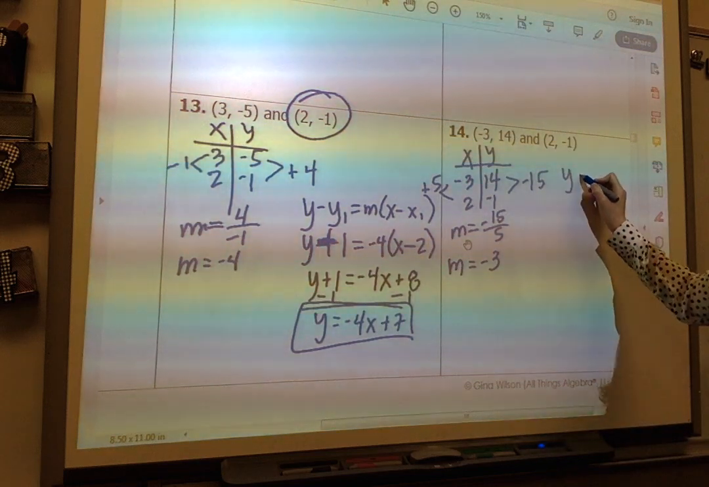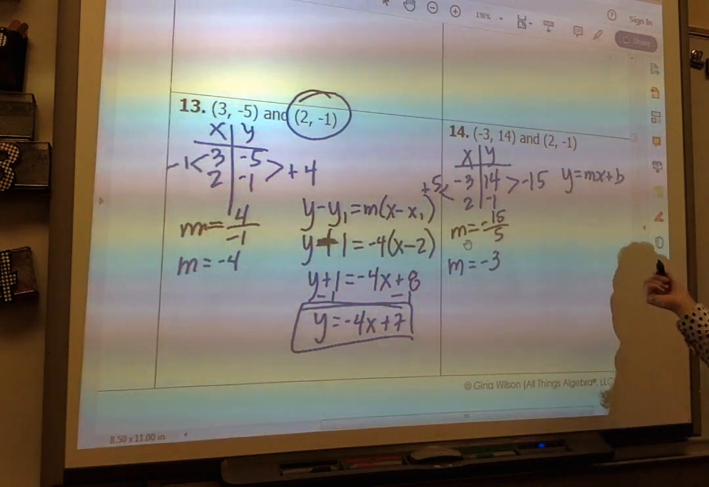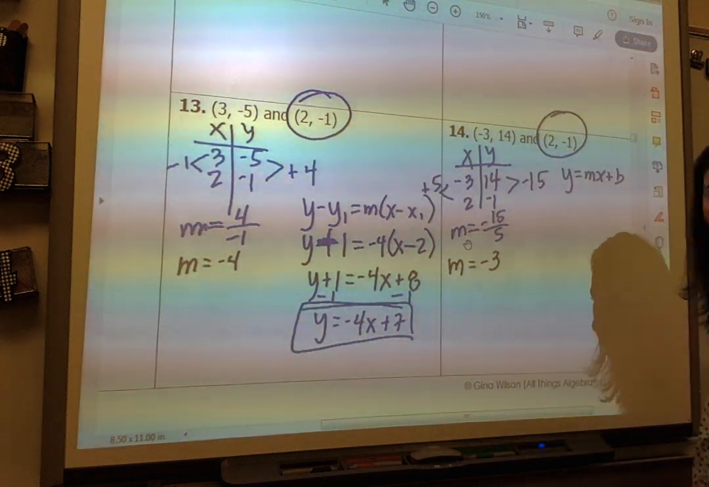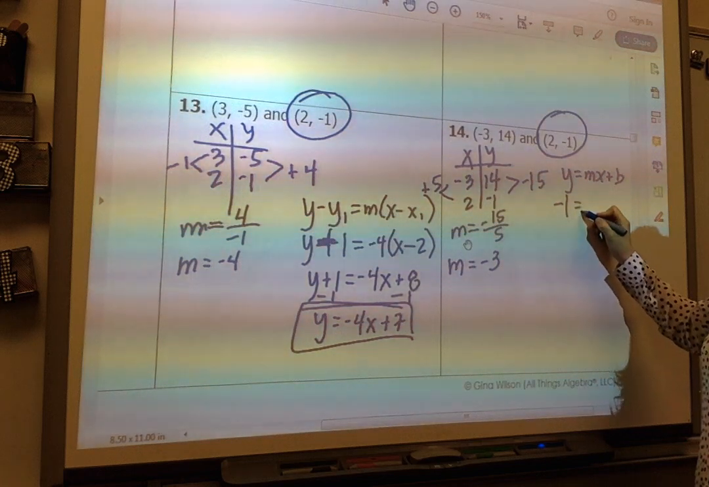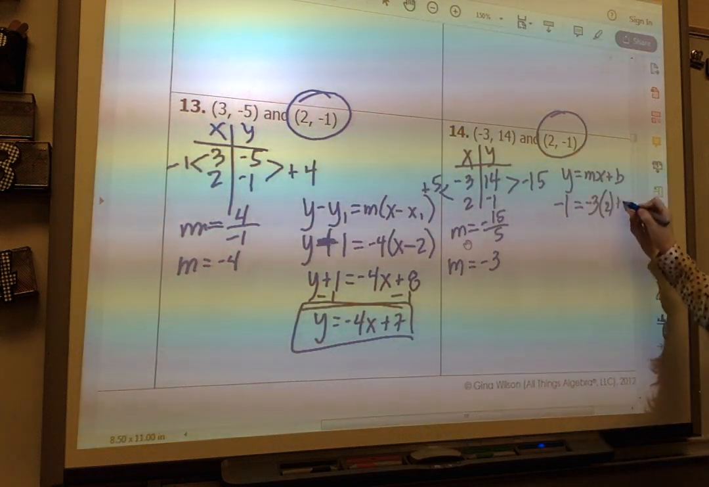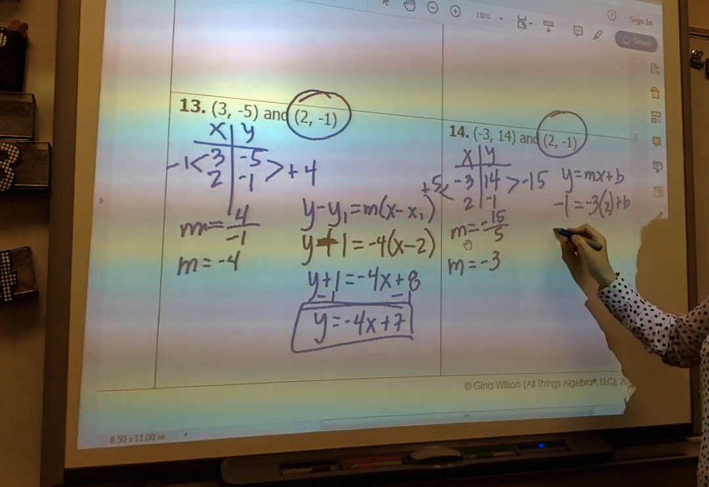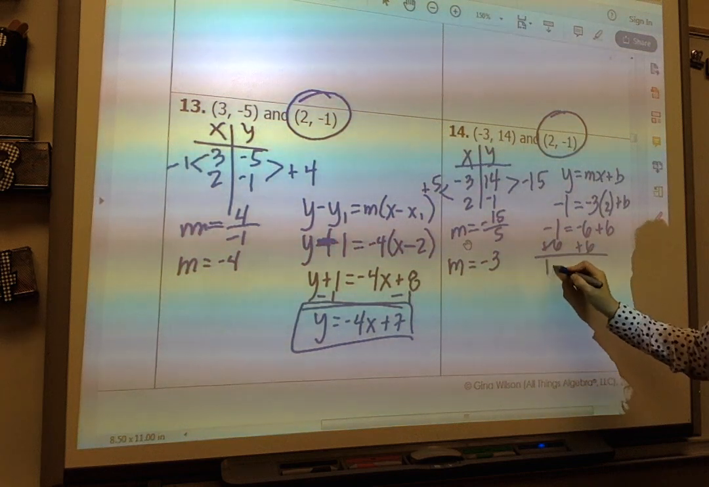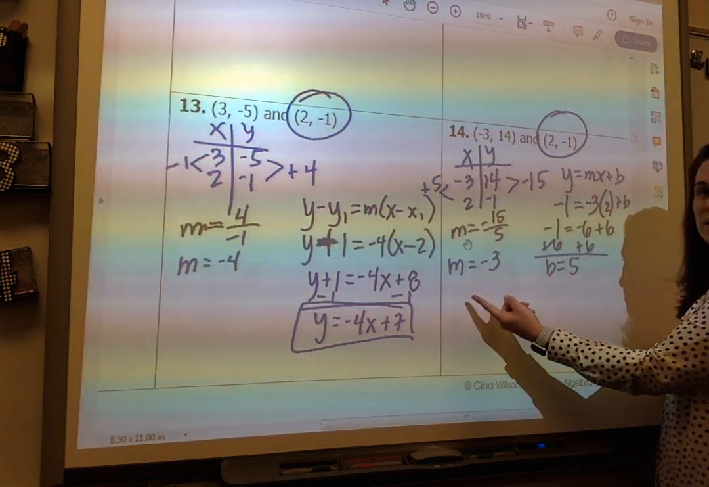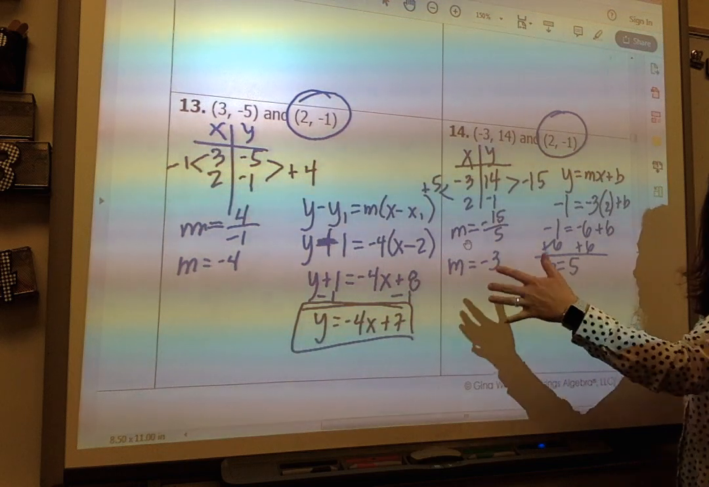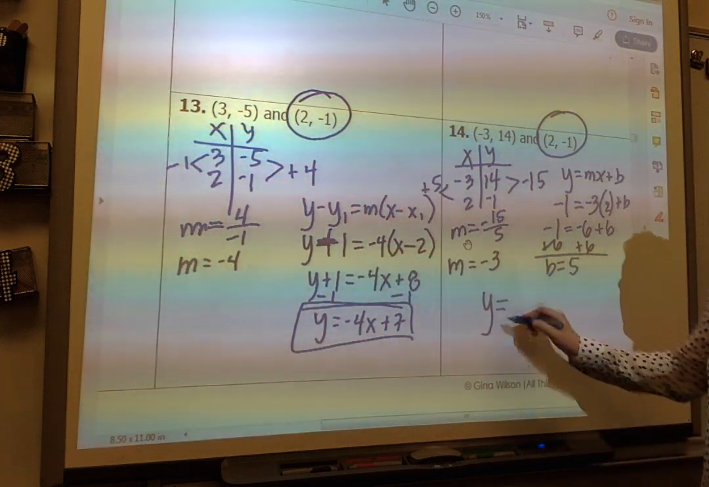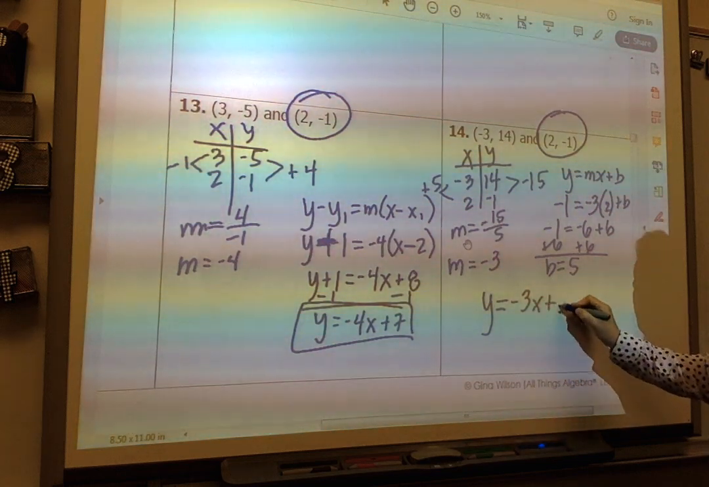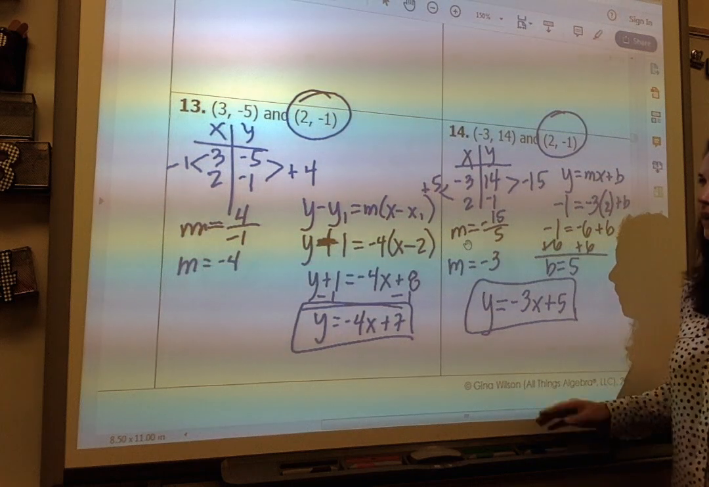Now I'm going to use y equals mx plus b, and it doesn't matter which point I use. I'm just going to use this one because it's lower numbers. So I get -1 equals -3 times 2 plus b. When I solve for b, I get -1 equals -6 plus b, add 6 to both sides, and I get b equals 5. So now I have my slope, now I have my beginning point, and now I can put it into the equation y equals mx plus b, where m is -3 and my beginning point is +5, and voila, I have my answer.